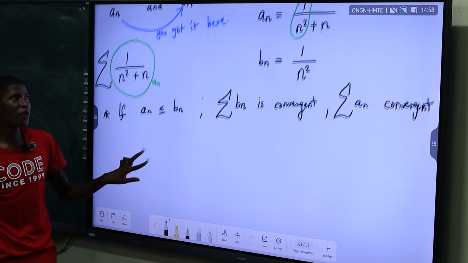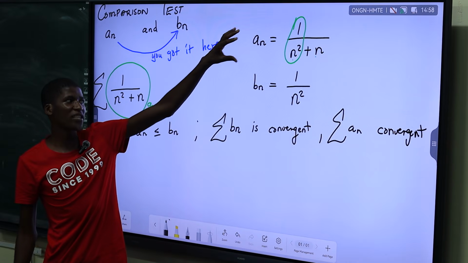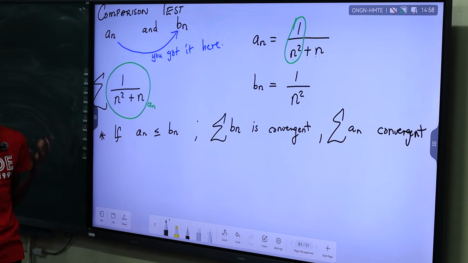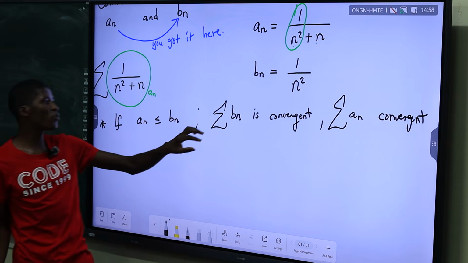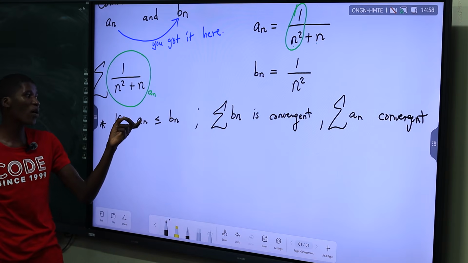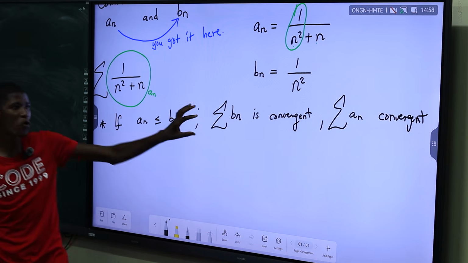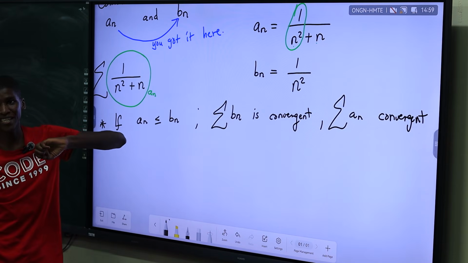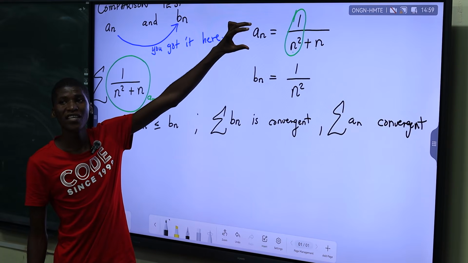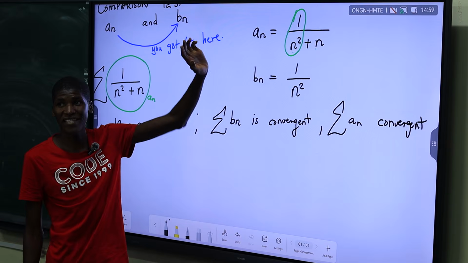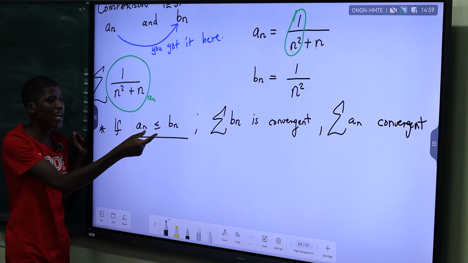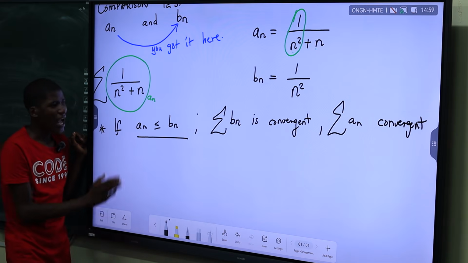So you have created bn from the original, you have extracted it. Then you compare which one is bigger than the other for all values of n. If bn is greater than or equal to an, then both of them are convergent series. So the series of bn and the series of an must both be convergent, provided that an is less than or equal to bn.